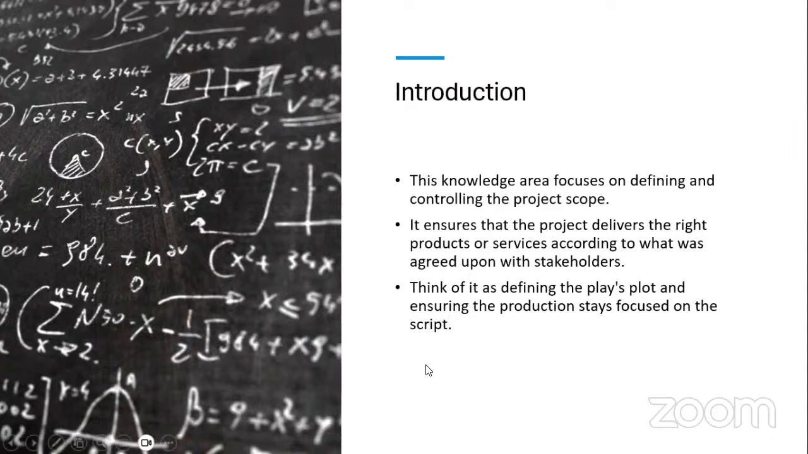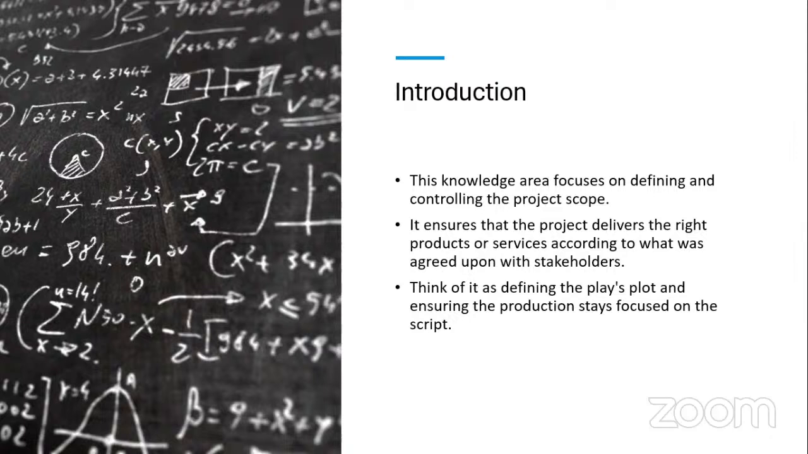Now, by introduction, this knowledge area focuses on defining and controlling the project scope. It ensures that the project delivers the right products or services according to what was agreed upon with stakeholders. While we were dealing with project integration management, there is a process there that we looked at, developing the charter. One of the tools and techniques we needed to develop the charter was facilitation and meetings, where we needed to discuss with the stakeholders to know exactly what their expectations are.